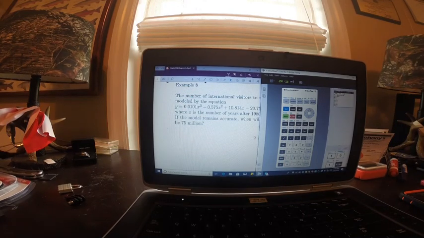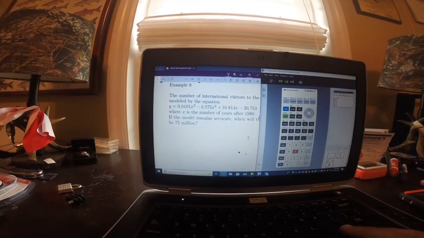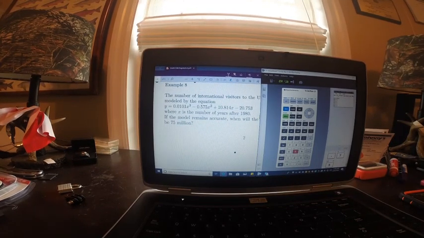x raised to the third minus 0.575 x squared plus 10.814 x, okay, minus 20.75, and I think there was more to it. Let's look and see. 753. Okay.